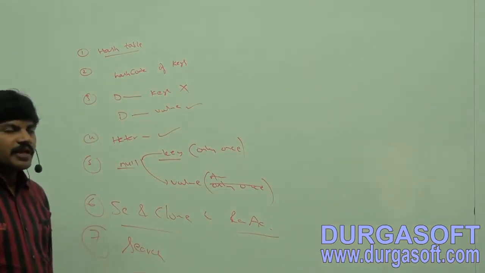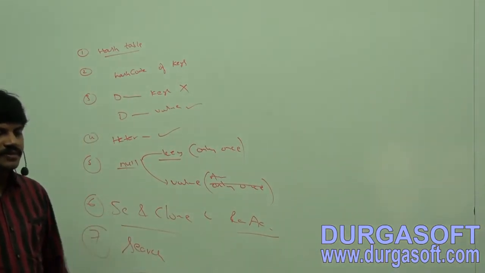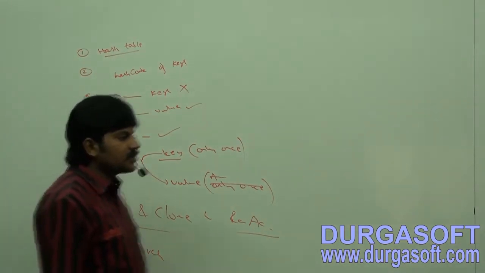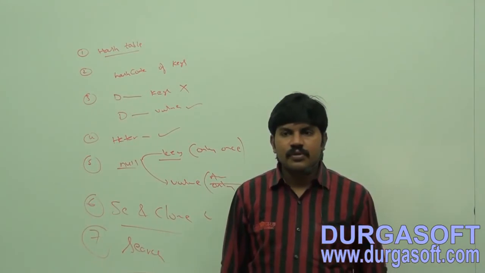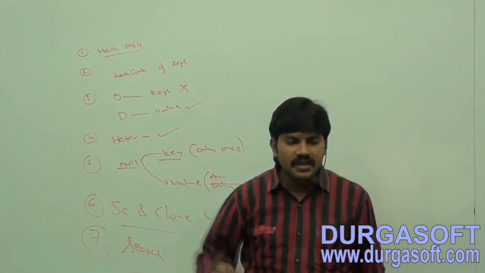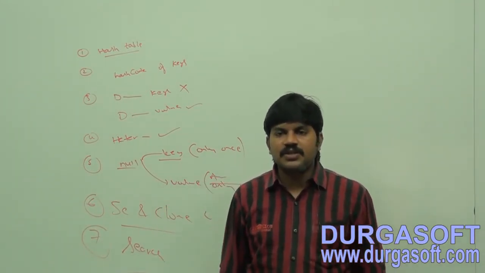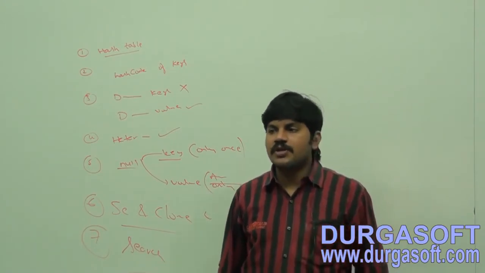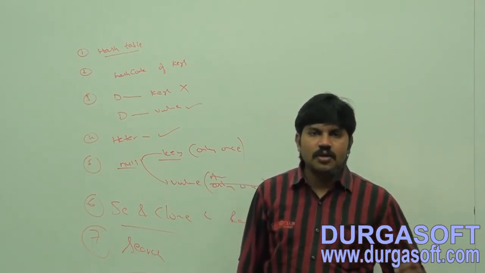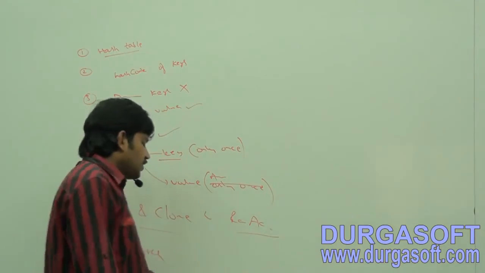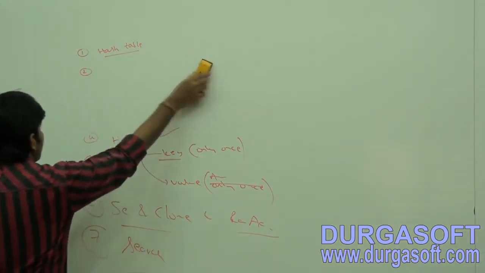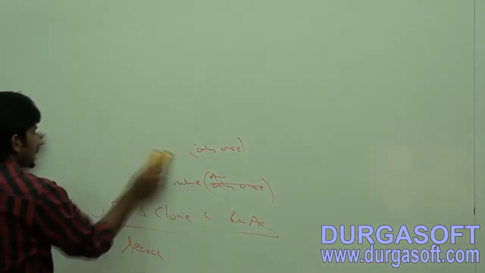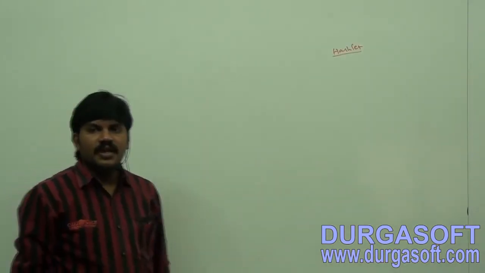Next, HashMap is the best choice if our frequent operation is search operation, because it is a hashing related data structure.